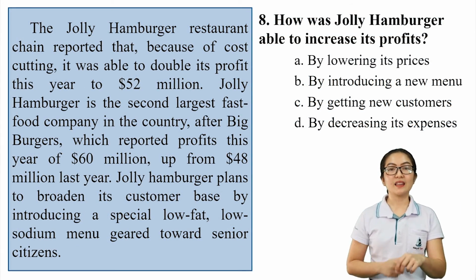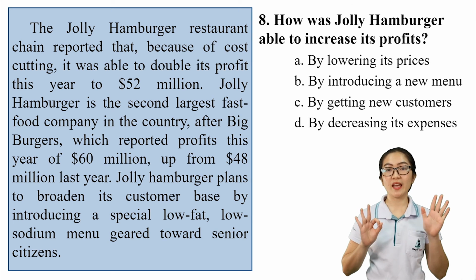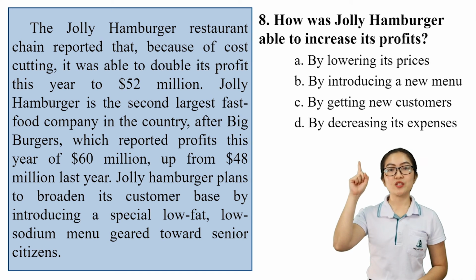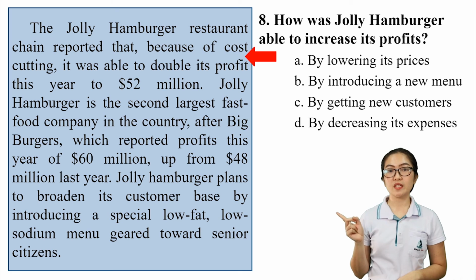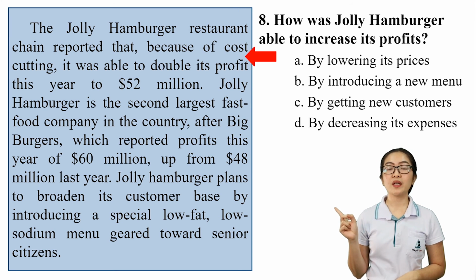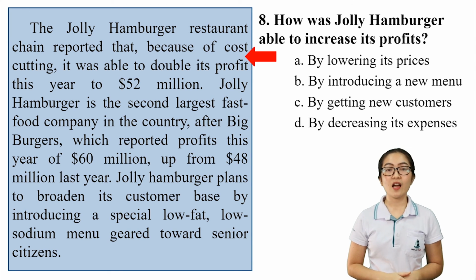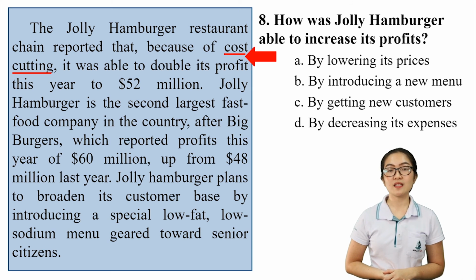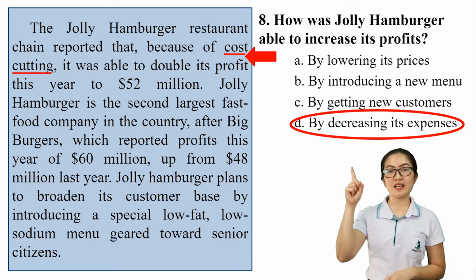Time's up. Let's answer question number 8. How was Jolly Hamburger able to increase its profits? The first part of the report talks about Jolly Hamburger's double profit this year because of cost cutting. Cost cutting refers to measures implemented by a company to reduce its expenses and improve profitability. So the answer is letter D, by decreasing its expenses.